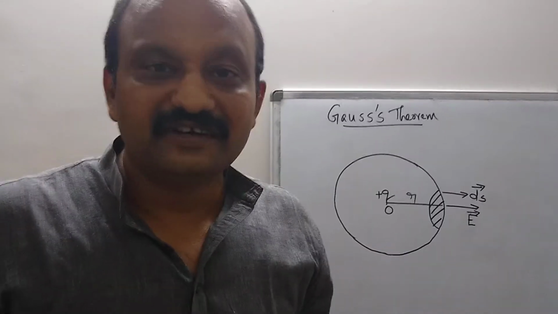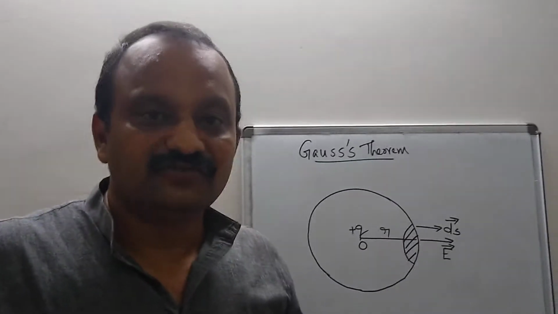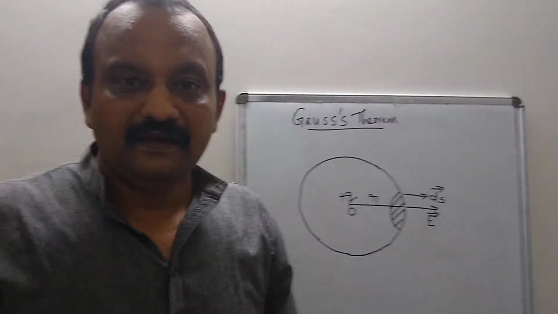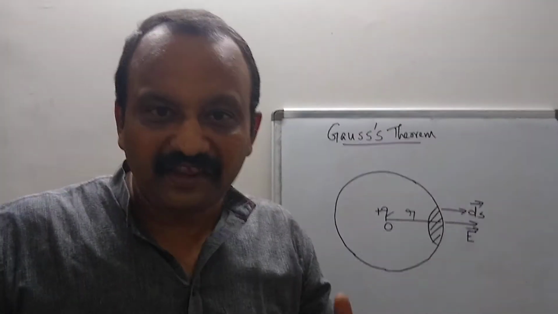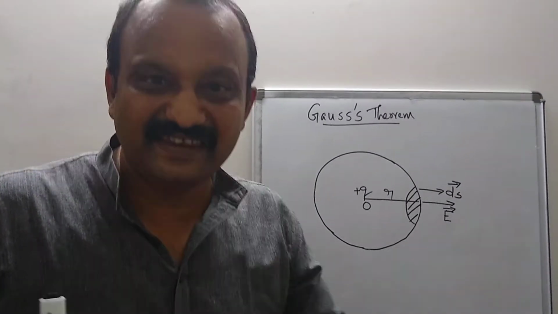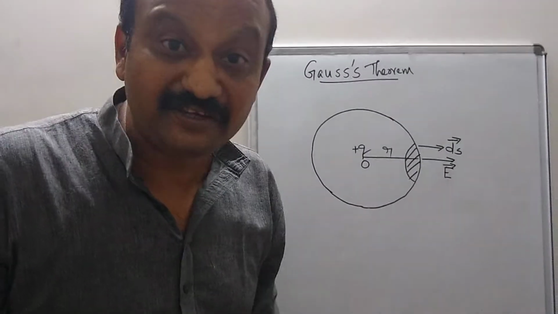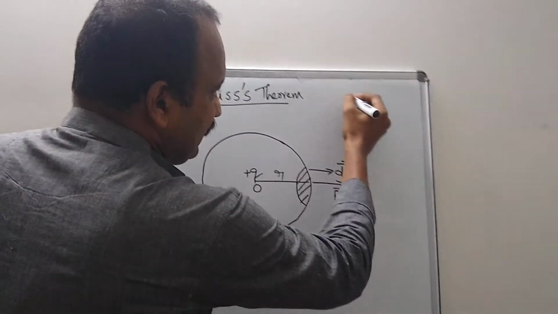Good morning. Today we are taking the topic Gauss's theorem in electrostatics. So it is Gauss's theorem in electrostatics. What is Gauss's theorem? According to Gauss's theorem, the total flux over any closed surface is equal to 1 by epsilon 0 times the net charge enclosed by the surface. So total flux over any closed surface, that is flux phi, is given by d phi.